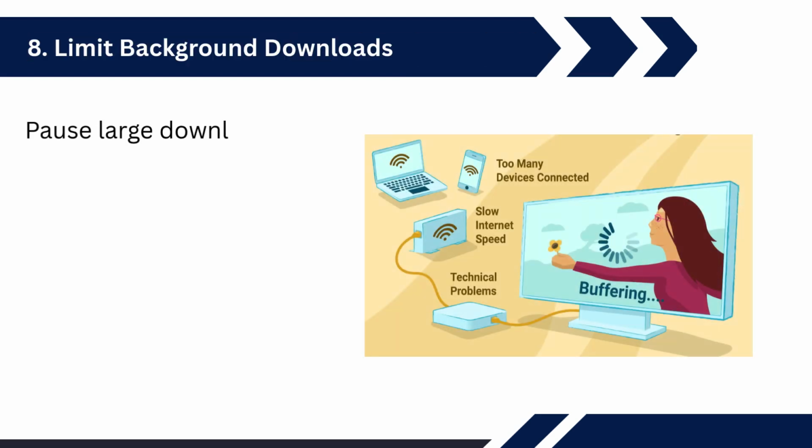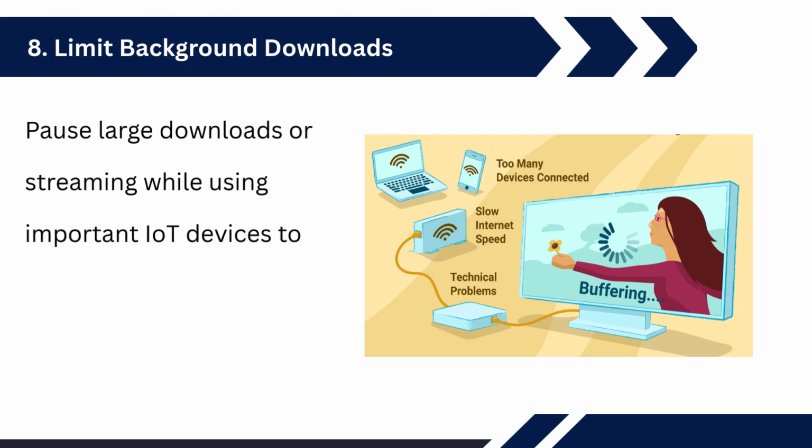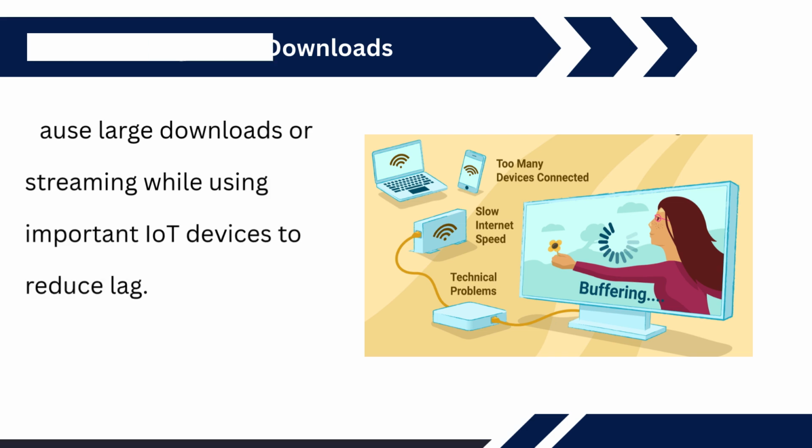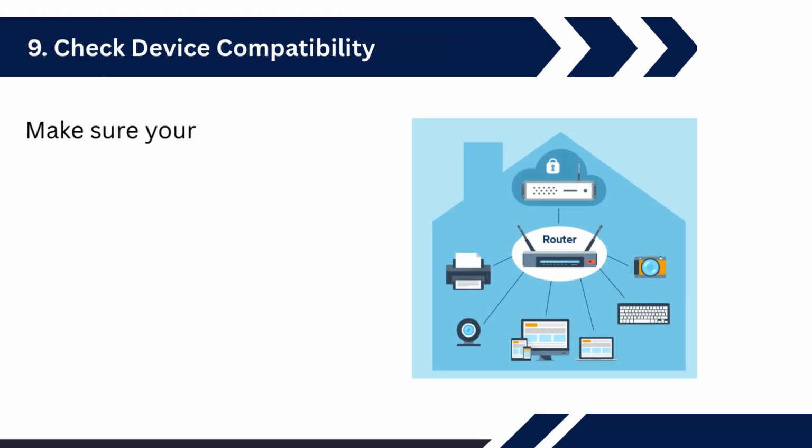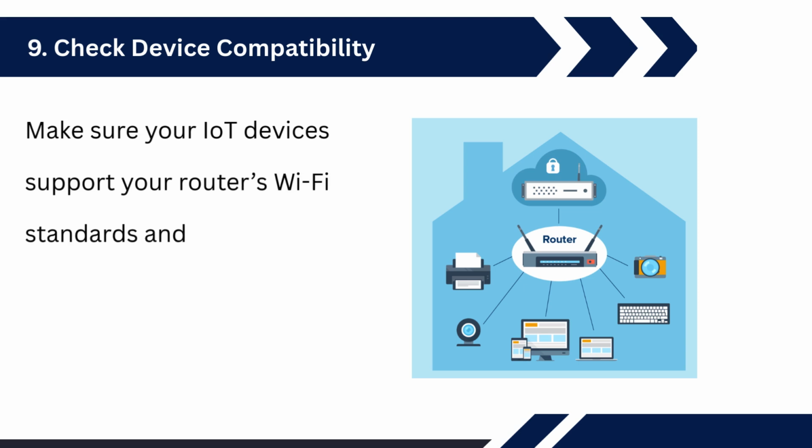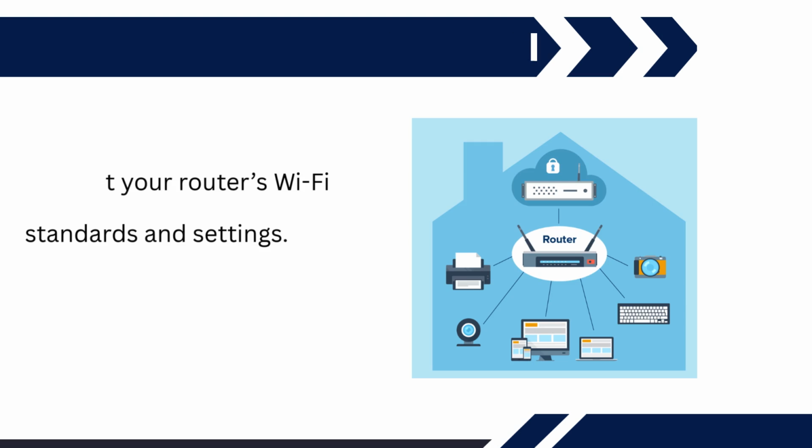8. Limit background downloads. Pause large downloads or streaming while using important IoT devices to reduce lag. 9. Check device compatibility. Make sure your IoT devices support your router's Wi-Fi standards and settings.